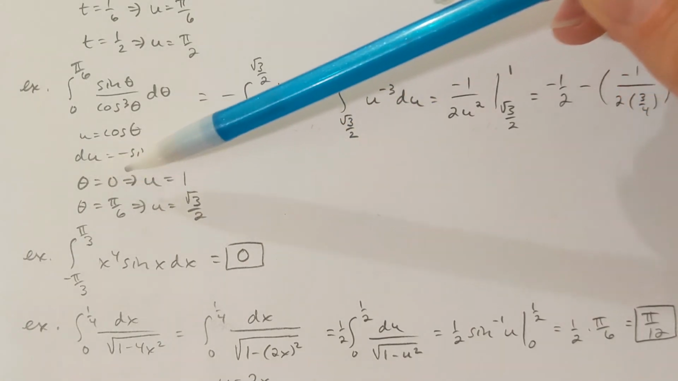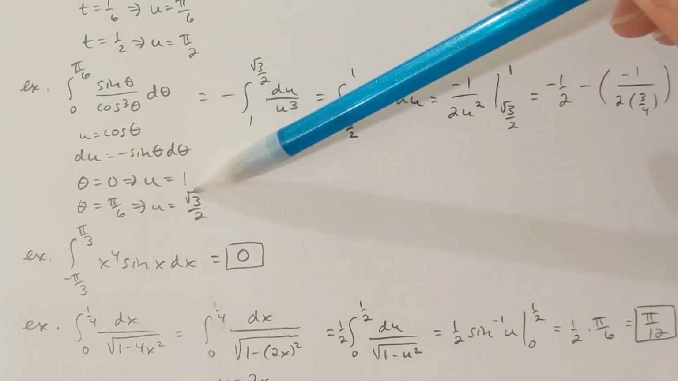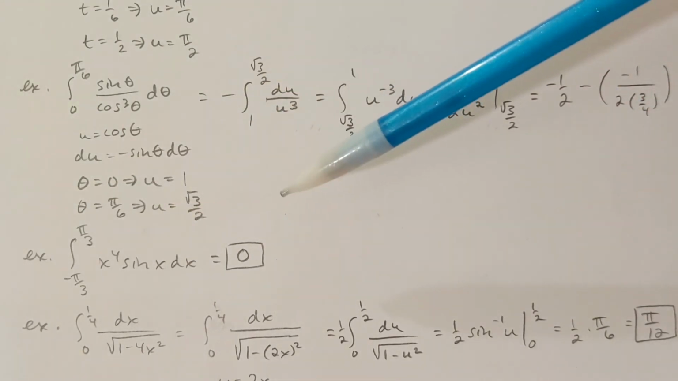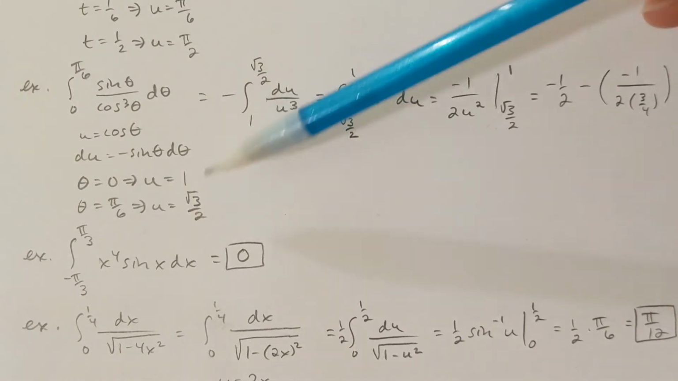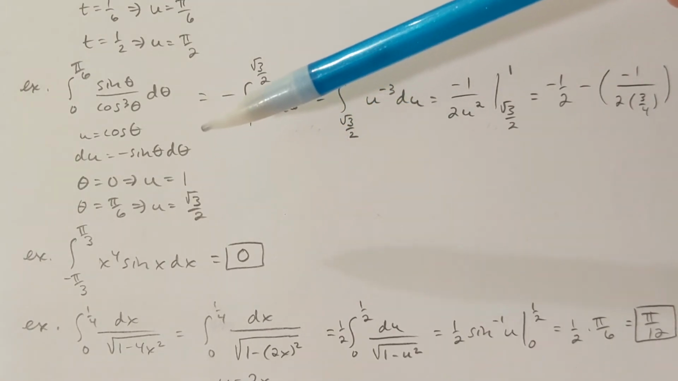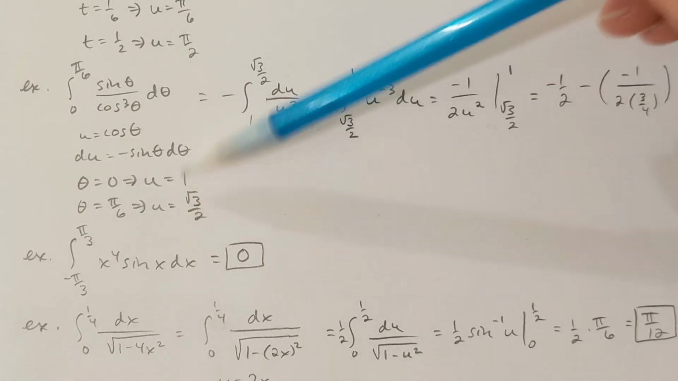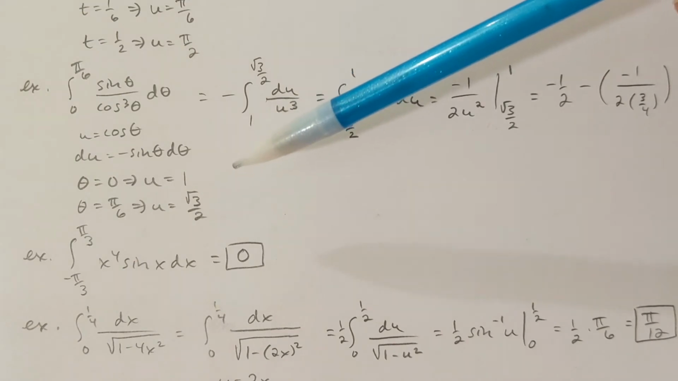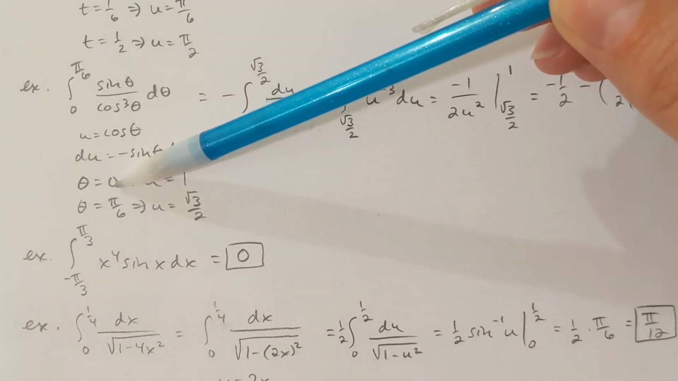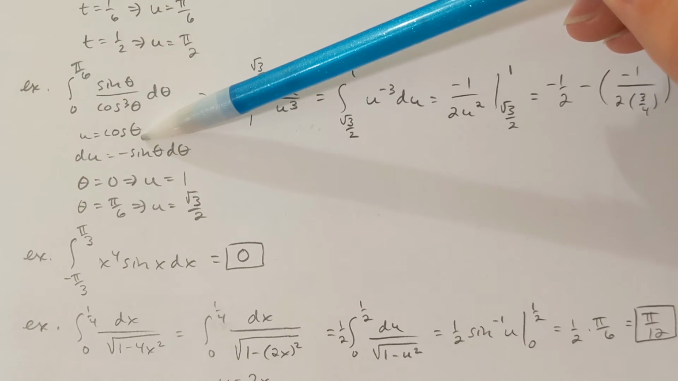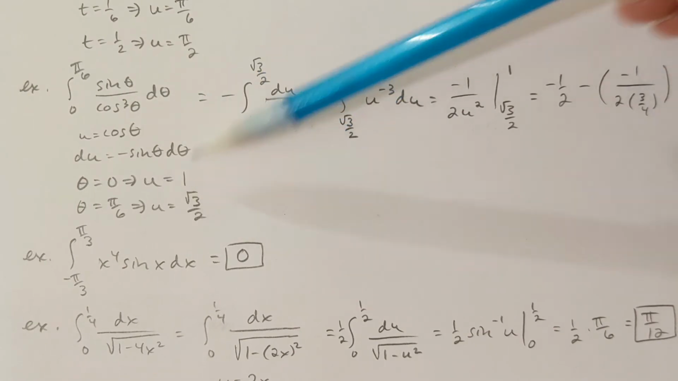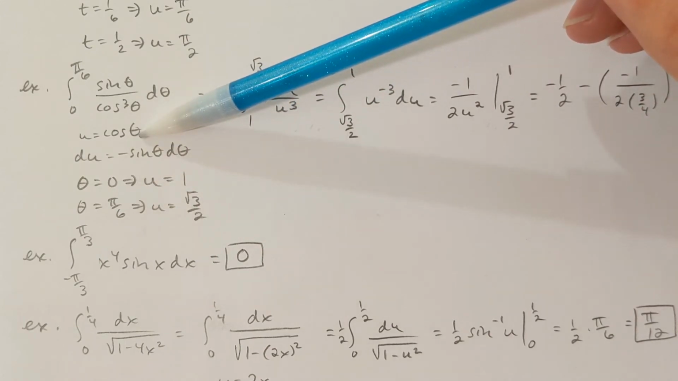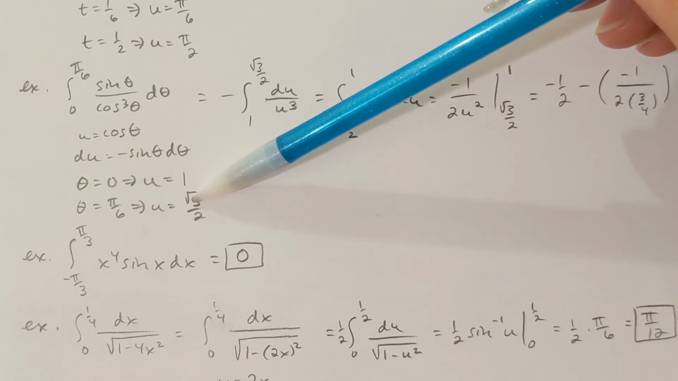Now, I like to write down how we got the new bounds. You don't need to do that. Just make sure that you've changed the bounds. Ideally, the more that you do this, you shouldn't need to write down how you're getting them. You can do mental math and know what those new bounds are. But okay, if theta is 0, and you plug that in here, cosine 0 is 1. So my lower bound is going to be 1. And if theta is pi over 6, cosine pi over 6 would be root 3 over 2.